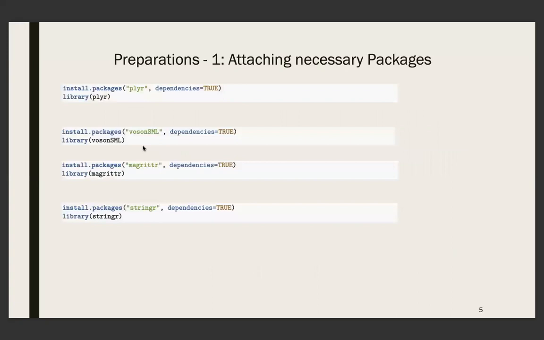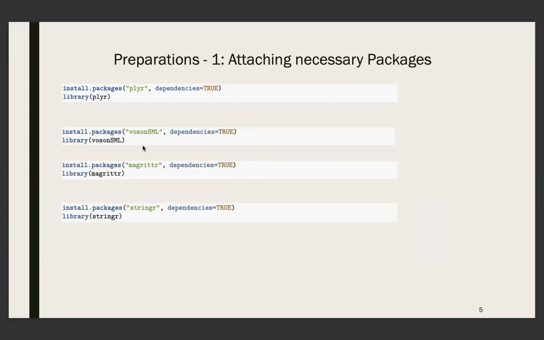The analysis of social media network data will require four additional packages in order to expand the range of the basic R functions, which are plyr, Boson SML. The Boson SML package will expand the range of R functions in order to collect data from popular social media platforms like YouTube, Twitter, or Reddit. So we can have access to these data sets.